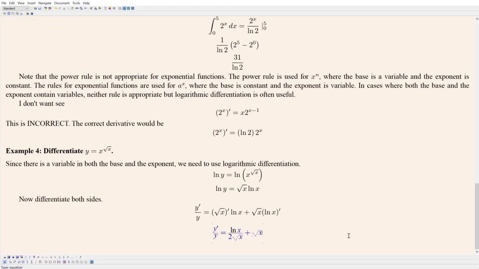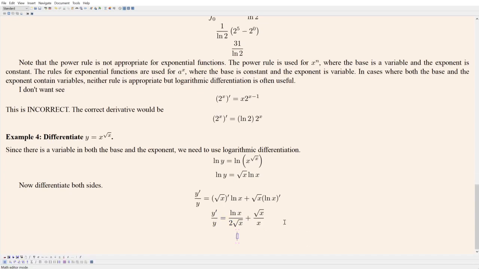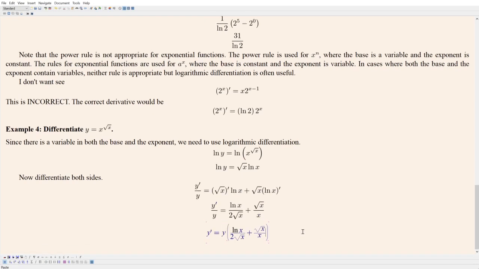Plus the derivative of log x, which is 1 over x. So we just get that. Now we are interested in y prime, right? Because that's what we want in the first place. We want the derivative of y. So now let's just solve for y prime by multiplying both sides by y. So there's that.